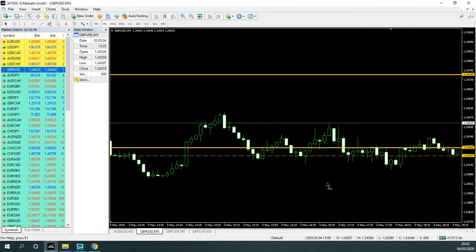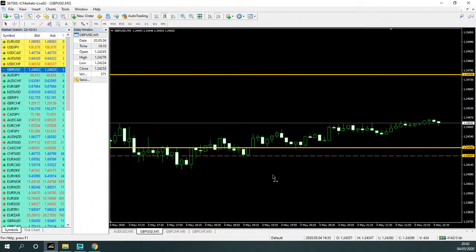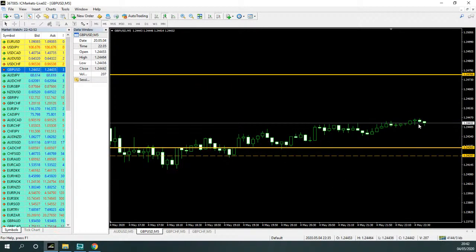We can see that currently the position is here. Okay, so this is our stop loss. It hasn't hit our stop loss yet, neither has it gone to our take profit. So we are still in the trade.